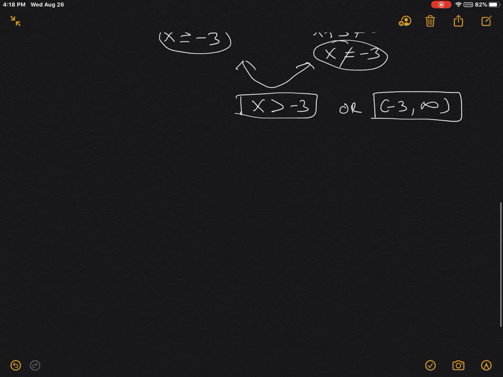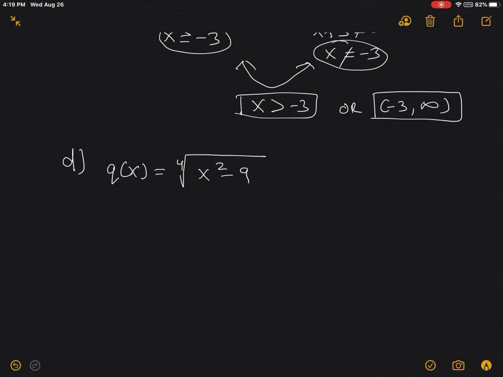Okay, so as I mentioned earlier, you might have something where you have to solve an even root function. So let's say I give you q of x, an even root function where you're required to solve a quadratic inequality. You already understand the concept. This is an even root function. In fact, let's just call this the fourth root of x squared minus 9. It doesn't matter if it's fourth root, sixth root, eighth root. I have to set the argument greater than or equal to 0.